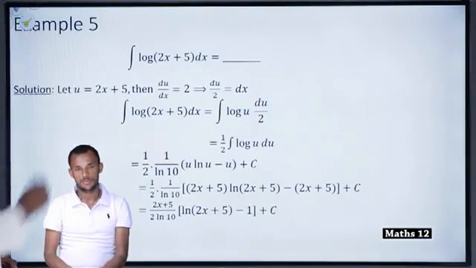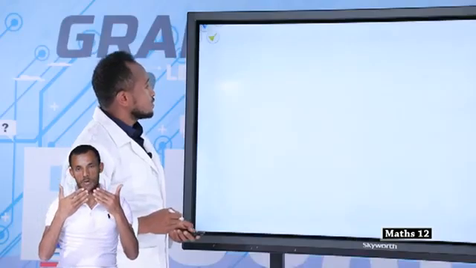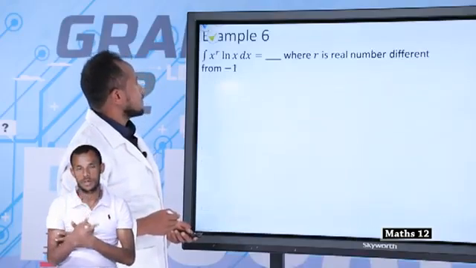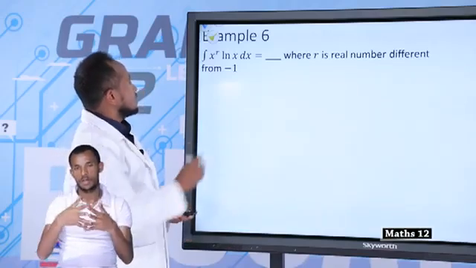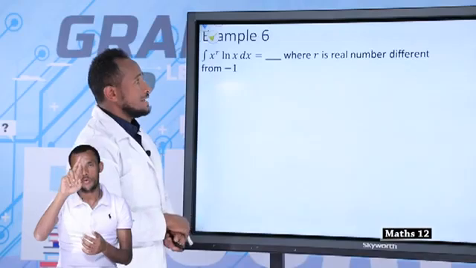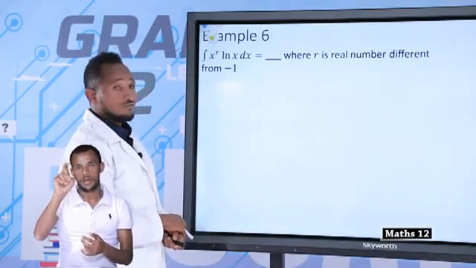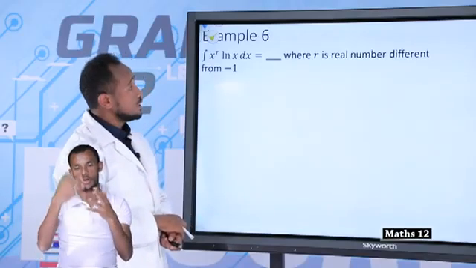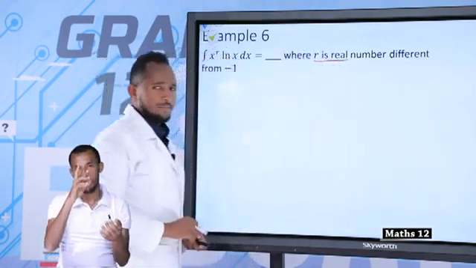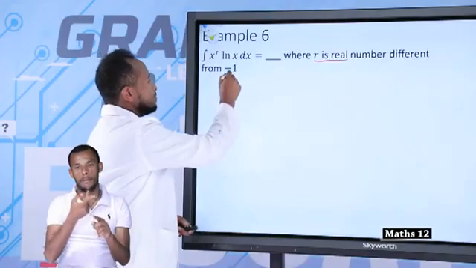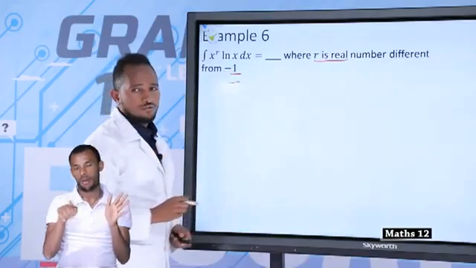Okay, good. Now let's proceed to another example. Look at this one: the integration of x to the power of r times ln x dx. Let's try to find the integration of this expression where r is any real number, but different from -1.